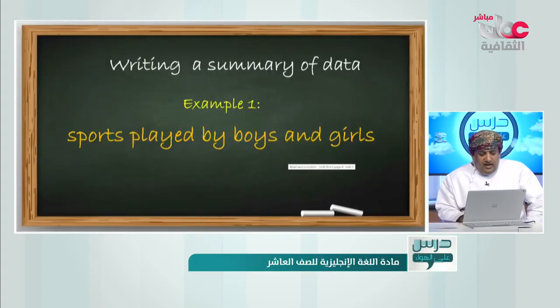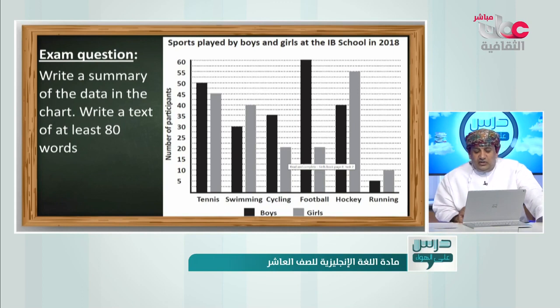So now I will give you 5 examples of how to write a summary of a chart. The first example, example number 1, is called sports played by boys and girls. As you can see here, the exam question said, write a summary of the data in the chart. Write a text of at least 80 words. We should know that we should write at least 80 words.